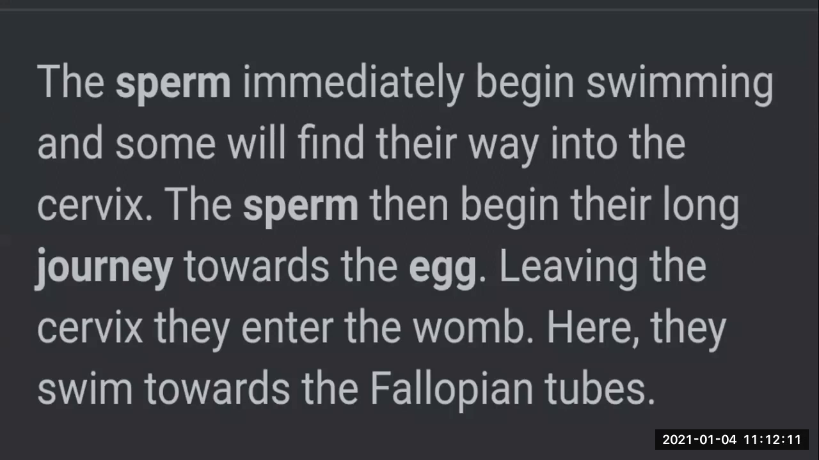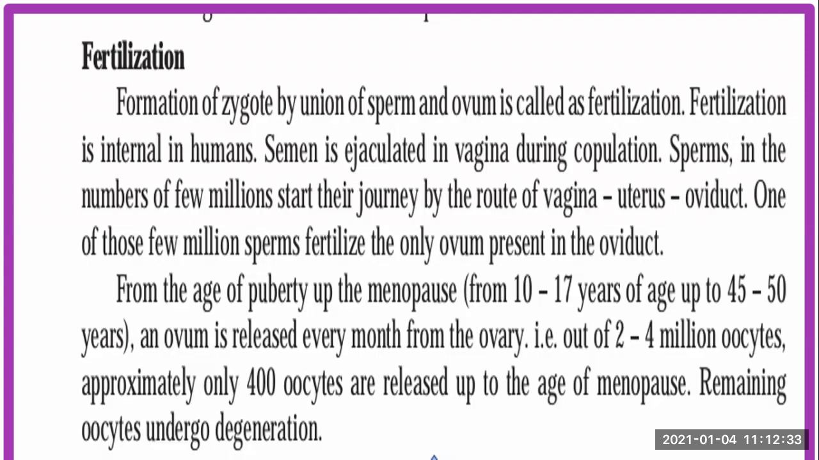Here, they swim towards the fallopian tube. Now, what is the cervix? Cervix is the lower part of the uterus. From the vagina, the sperm enters first into the cervix, then finds its way towards the uterus, that means the womb, and from the womb it travels towards the fallopian tube where the egg is present. That is the journey of sperm to the egg.